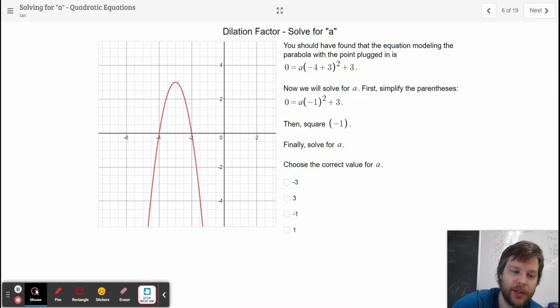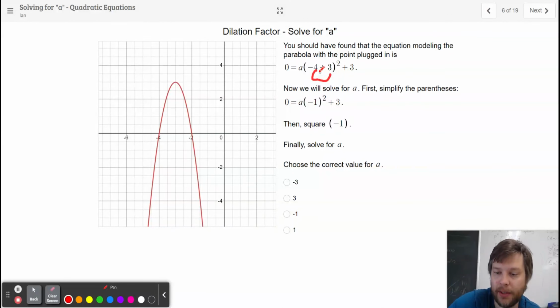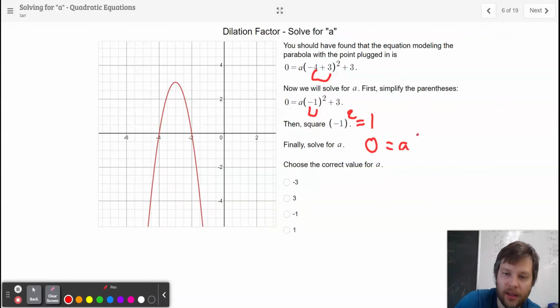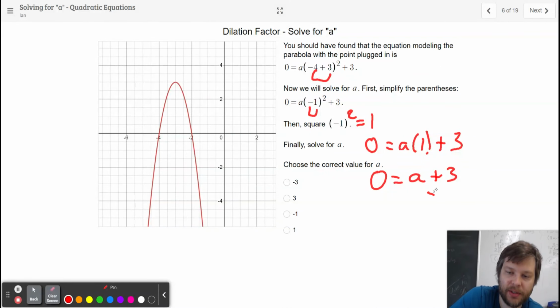So now you have this equation, and what I want you to notice is that all I did was the parentheses first, and negative 4 plus 3 makes negative 1. And if I square negative 1, I get positive 1. Negative 1 squared equals positive 1. So my equation becomes a times positive 1 plus 3. A times 1 is just the letter a. And if a plus 3 is equal to 0, then a has to be negative 3.